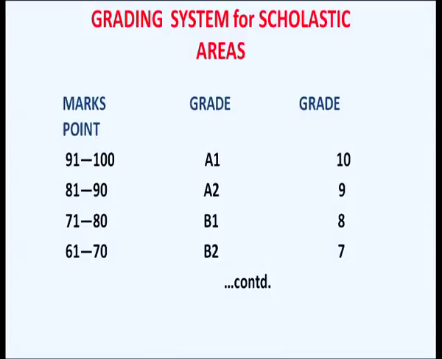Now, there are certain areas how the grading is done in CCE as per CBSE. There are certain marks point which correspond to a grade and to a grade point. 91 to 100 is A1 and they correspond to 10 grade points. 81 to 90 is A2 and it corresponds to 9. 71 to 80 is B1, it corresponds to 8. 61 to 70 is B2, that makes grade point 7.